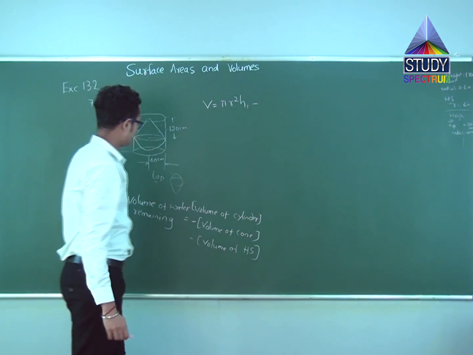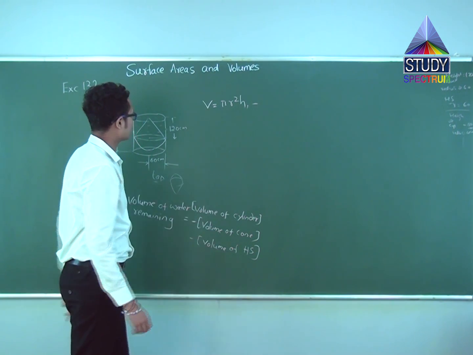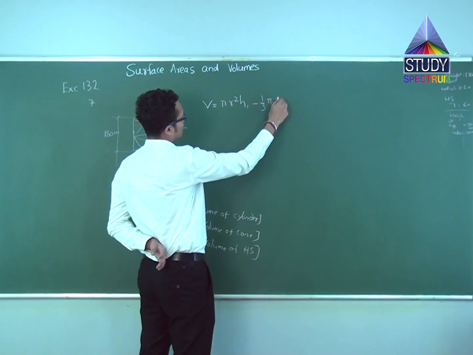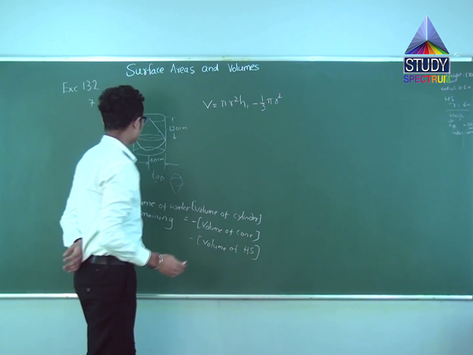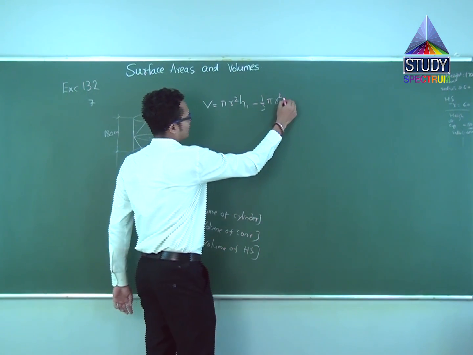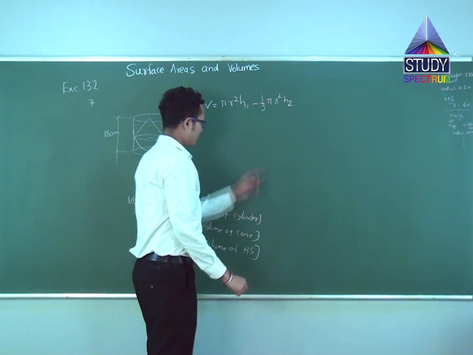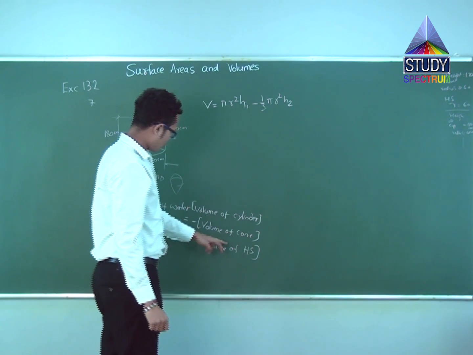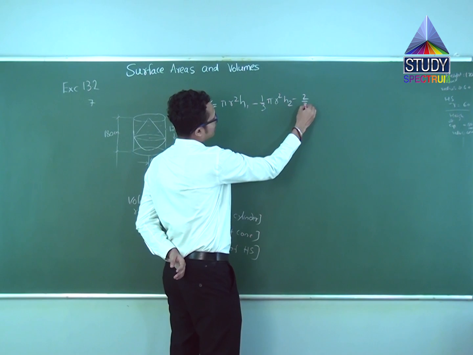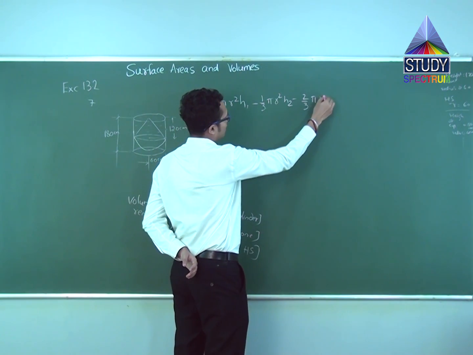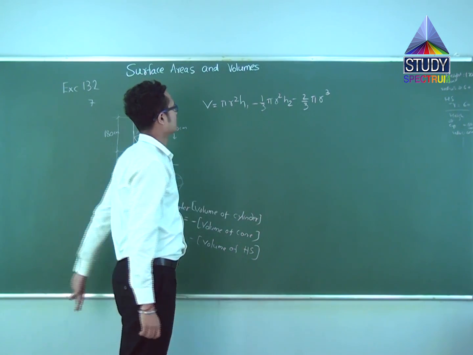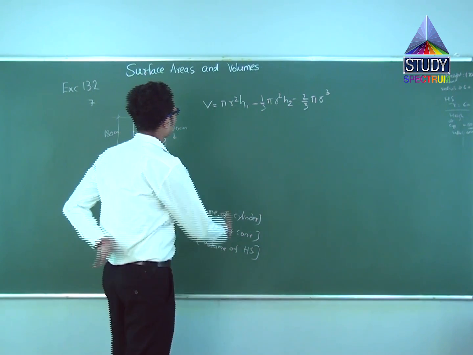minus volume of cone is given by 1 by 3 pi. Since R is the same, R square, let me indicate H with H2 because H is different here. Height of the cone is 120 centimeters, so I am indicating that, H, 1 by 3 pi R square H. Volume of hemisphere is given by 2 by 3 pi R cube. Since R is the same, I am writing just R instead of R1 or R2.